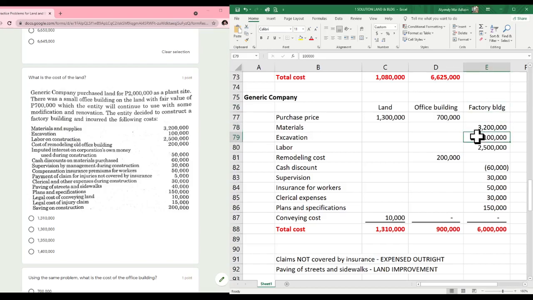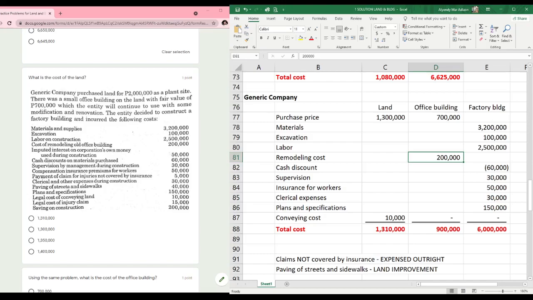Excavation related to the construction, that is under the factory. Labor on construction, still under the factory. Cost of remodeling old office building. So here it is stated that the remodeling is for the old office building, so that is under the office building. Imputed interest on corporation's own money used during construction.